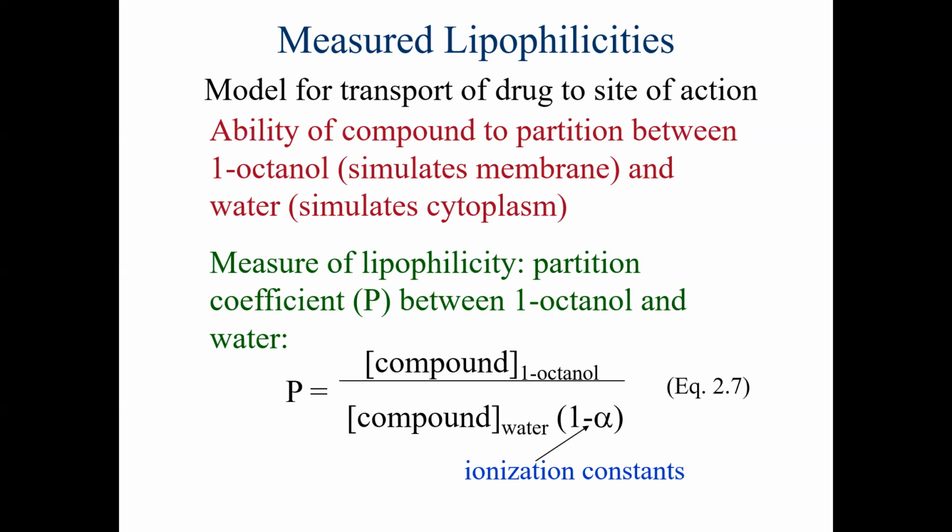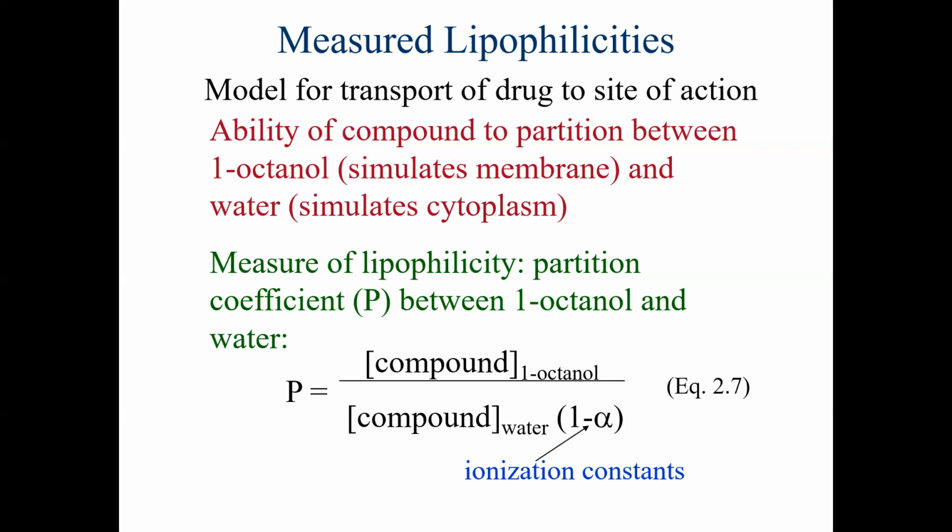The more drug that's in the cytoplasm, the more water soluble it is. The more drug that's in the 1-octanol phase, the more lipid soluble the drug is. So let's explain it a little bit differently. What you would do first is add 1-octanol and water into a flask. You would shake that flask, and water and octanol can't mix with one another, so you get two layers.